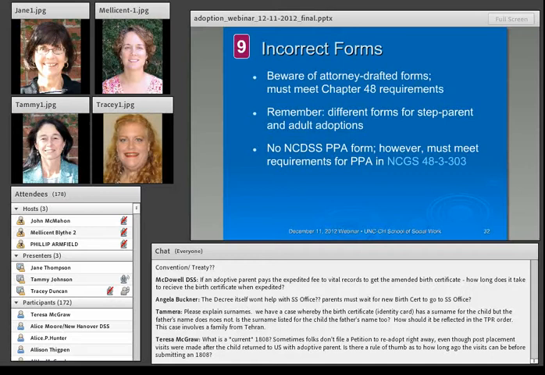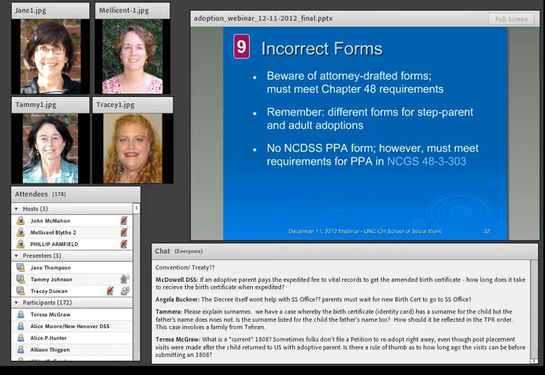Moving on to incorrect forms, just be aware of attorney drafted forms. They can file them. There's nothing to prevent that, but they must meet Chapter 48 requirements, which puts a little bit more work on you to review and peruse their made forms, attorney-made forms, to make sure that it has all those requirements. And please remember there are different forms for step-parent and adult adoptions.